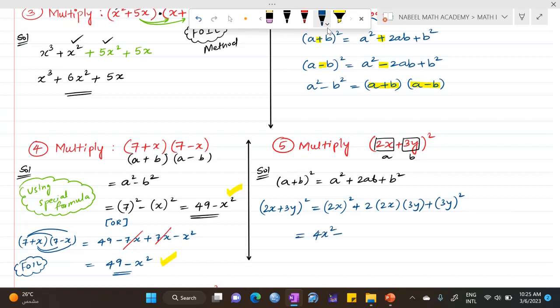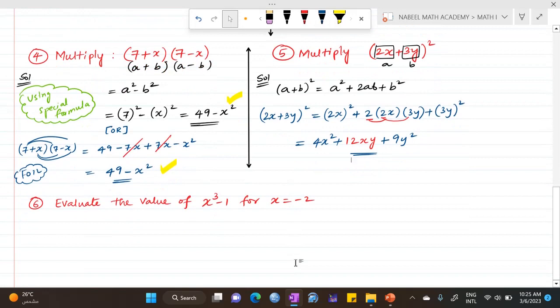So what is the simplification? 4x square plus. So how will you multiply this part? 2 into 2, which is 4. 4 into 3, which is 12. X into y, therefore it is xy. And then we will have the last part. I have to apply the square for both the terms. So it is 9y square. That's it. So by using the special formula.